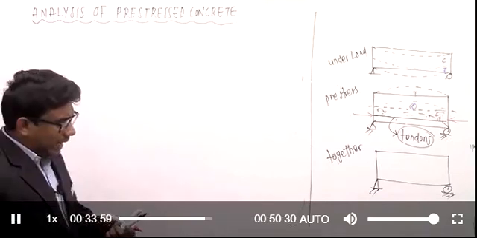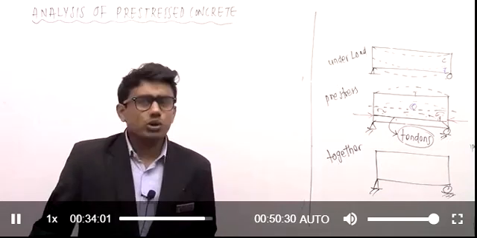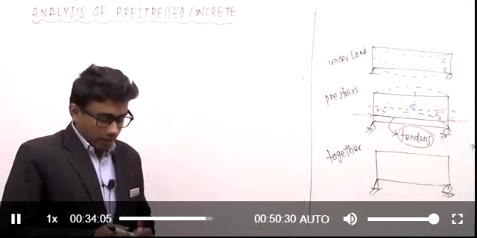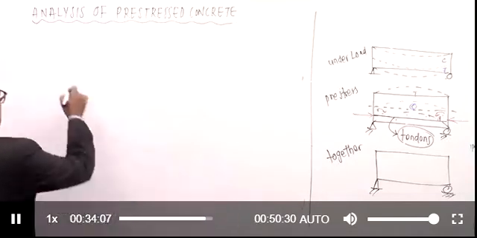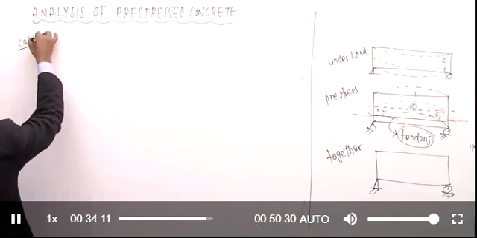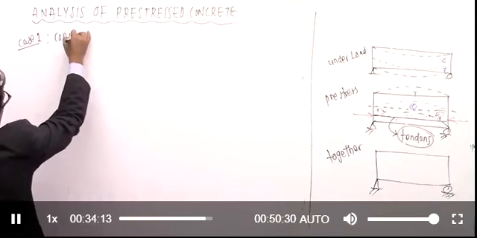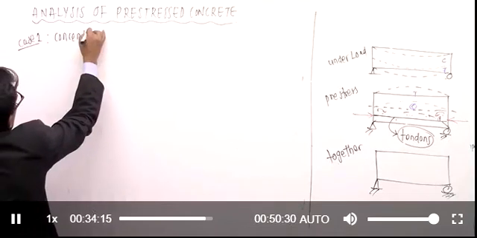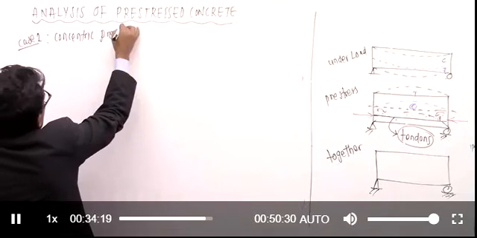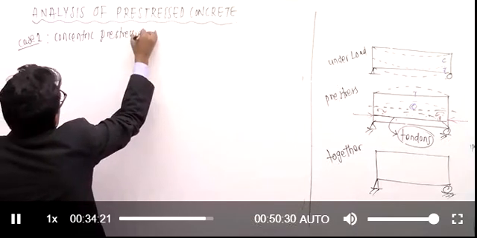Done. So now, analysis of pre-stressed concrete. For the analysis, I'm going to consider different cases so that you will understand it in a better way. I'm going to consider case number 1, which is concentric pre-stressing. Case number 1, please write it: concentric pre-stressing. I'm not talking about load here.